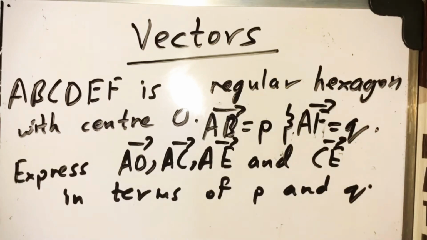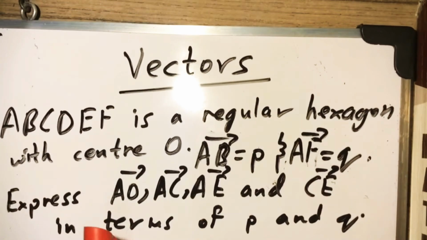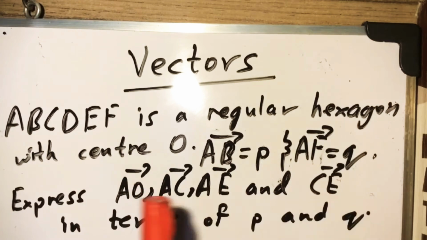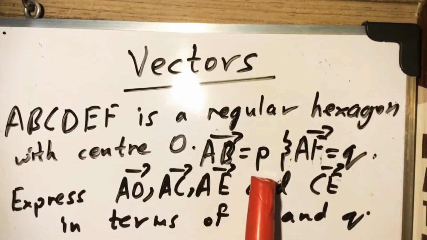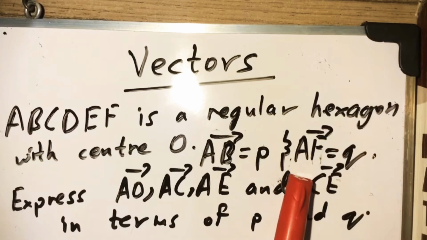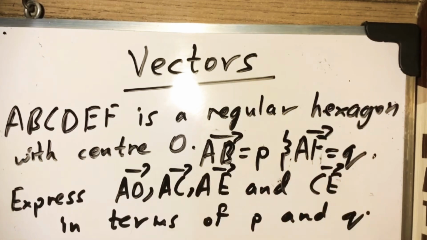We're starting vectors. The first question says ABCDEF is a regular hexagon with center O. AB is equal to P and AF is equal to Q. So first we'll draw the diagram for this.